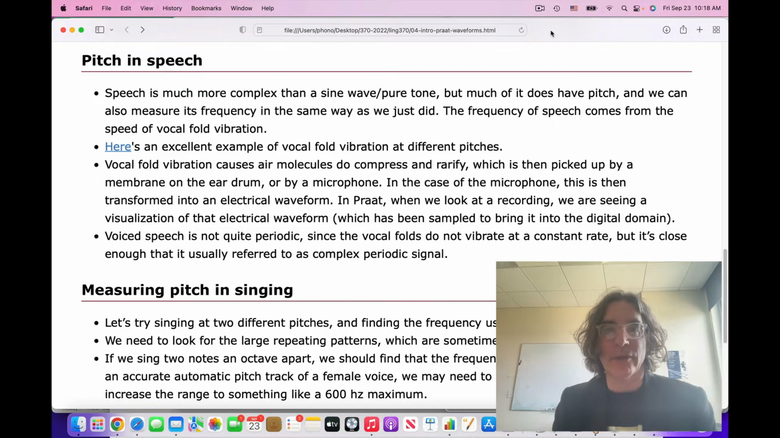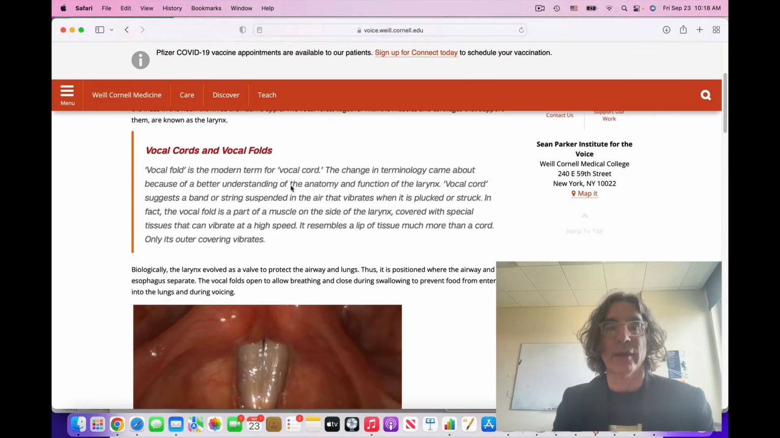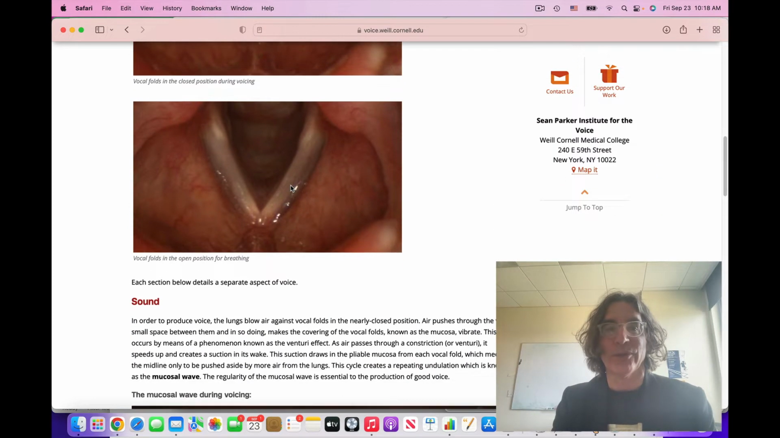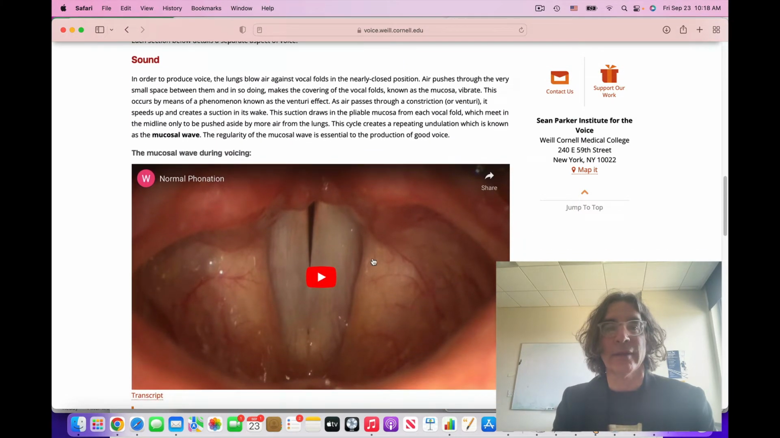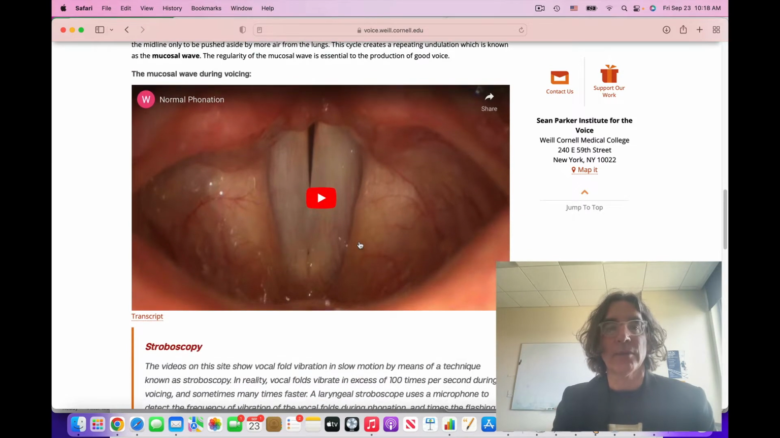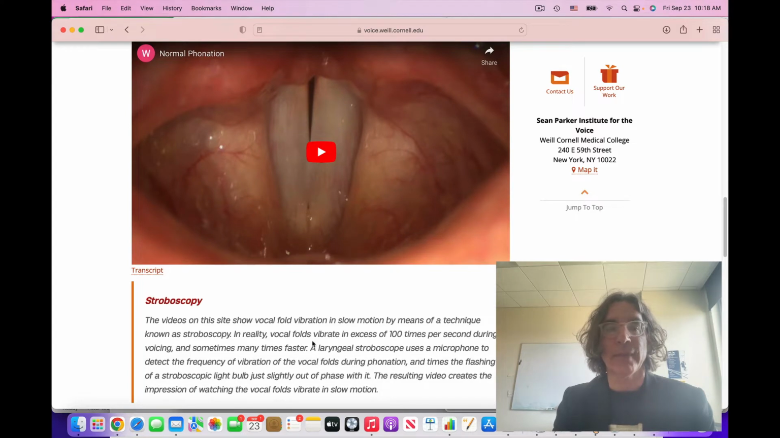The frequency of speech comes from the frequency or speed of vocal fold vibration. And to see what vocal fold vibration looks like at different pitches, there's a really nice web page here. There are the vocal folds, closed and open. And then here is a video of the vocal folds vibrating. Now, this is using a technique called stroboscopy. And so we can actually see the vocal folds vibrating, because they vibrate at frequencies here, it says, in excess of 100 times per second.